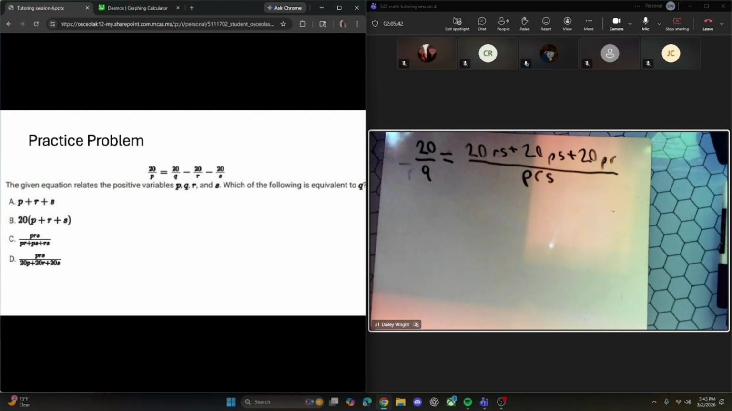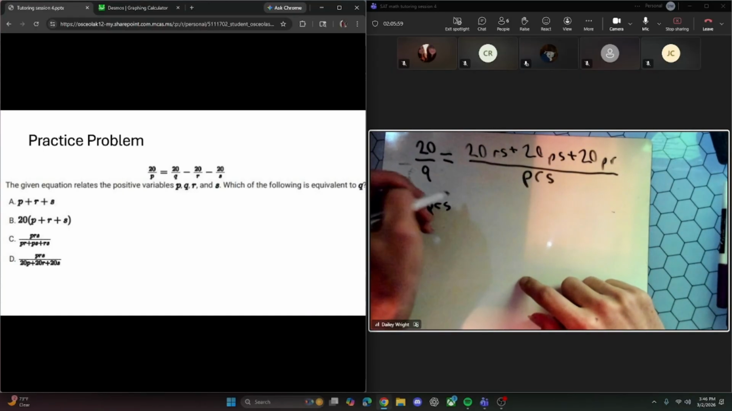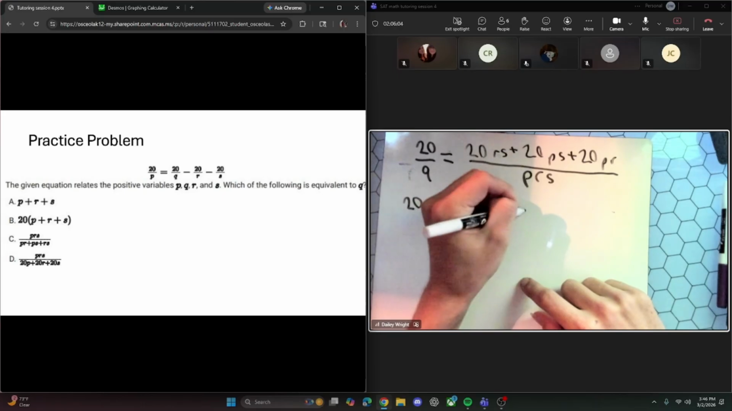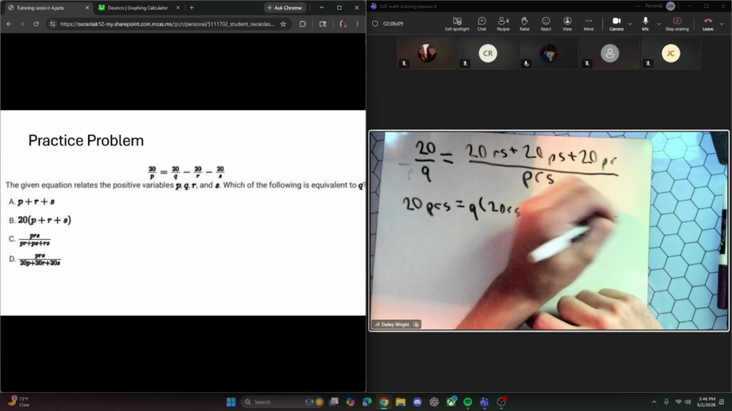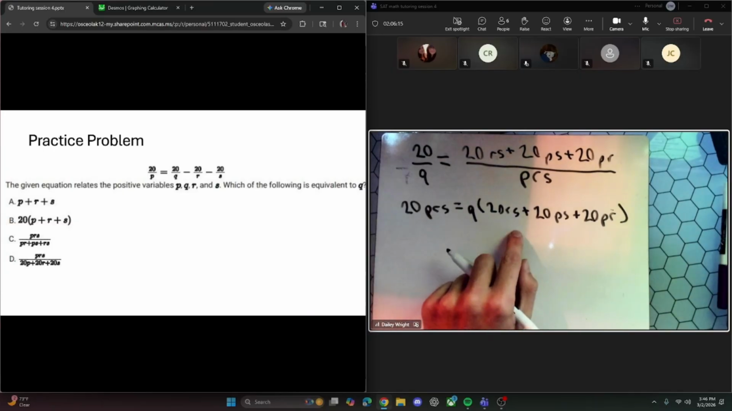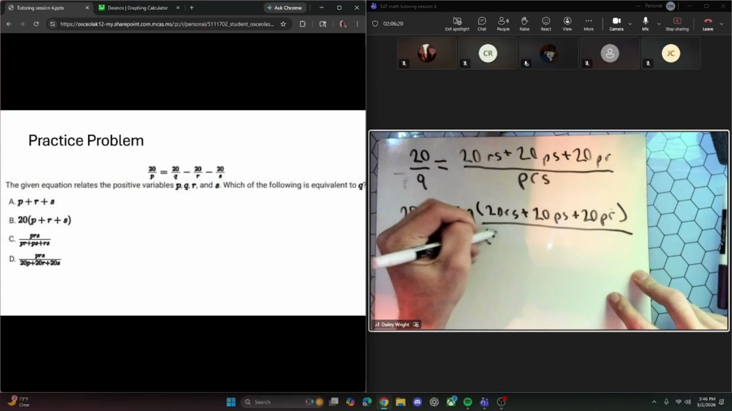The next thing I want to do is cross multiply q, because my whole thing here was trying to get q into the numerator so I can divide everything else over. So 20 times PRS is 20 PRS, and then all this times q is q times 20 RS plus 20 PS plus 20 PR. So now you have q times all this. All you have to do to get q by itself is divide by this whole thing.